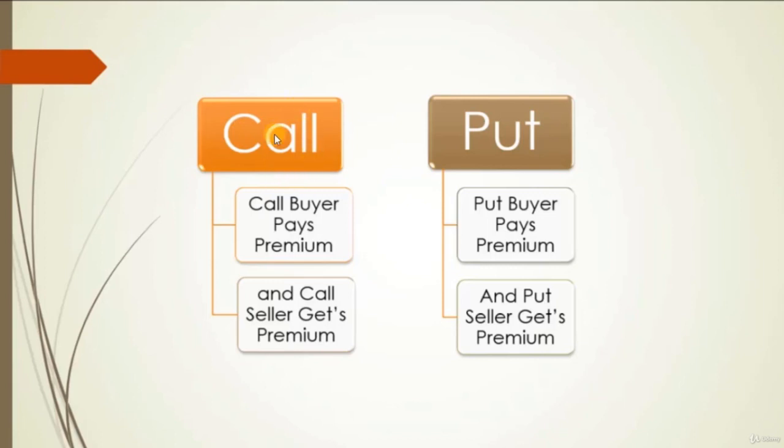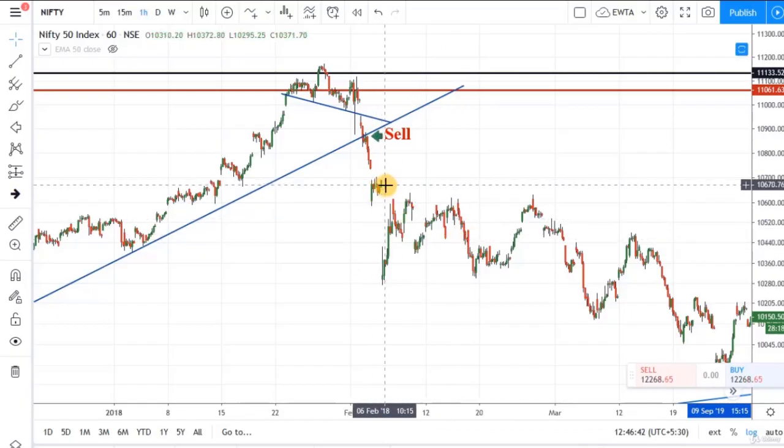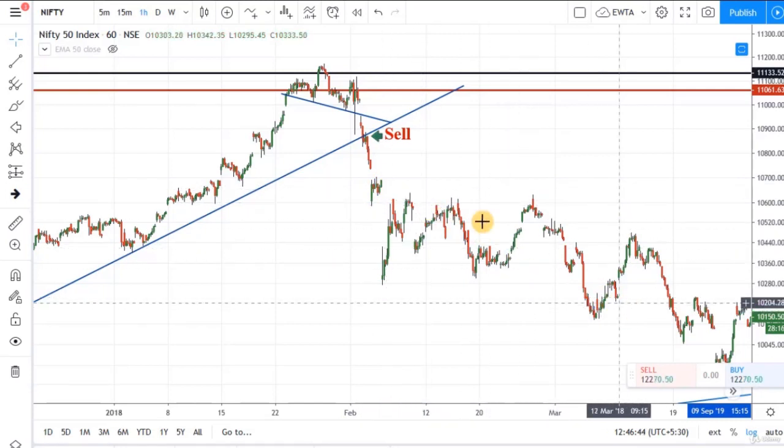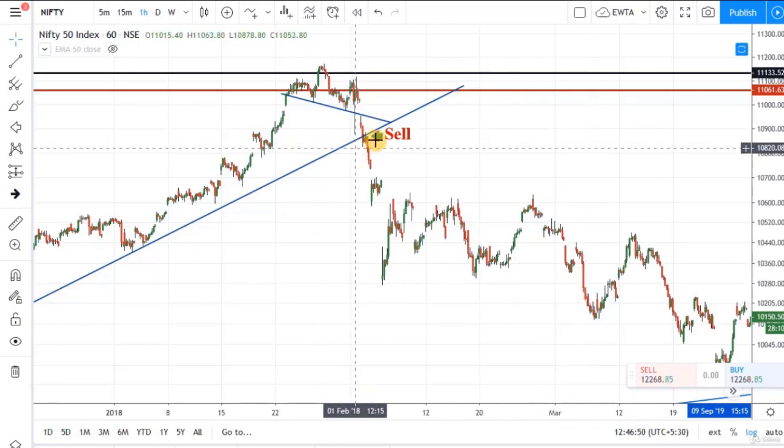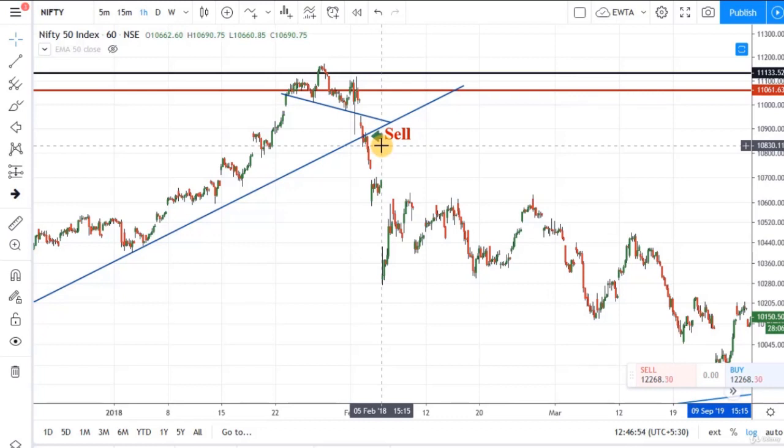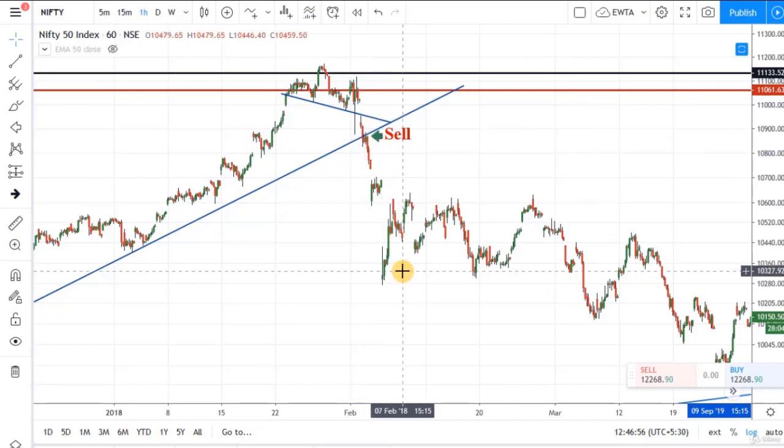A person buys a call option when he expects that prices of the share will rise, and he buys the put option when he expects that the prices of the share will fall. So if the underlying asset is in a downtrend and prices are falling, in that case you can buy a put option. It means you are purchasing the right to sell the stock at a given price, and if the stock price falls, you will make profit.